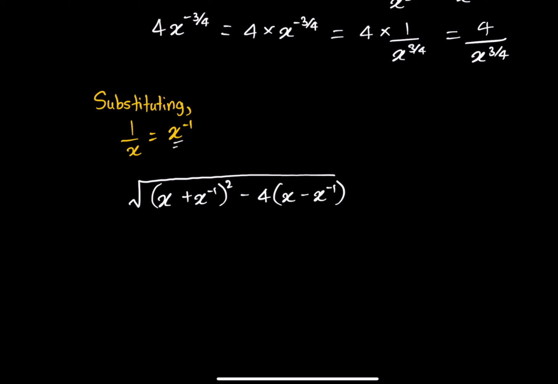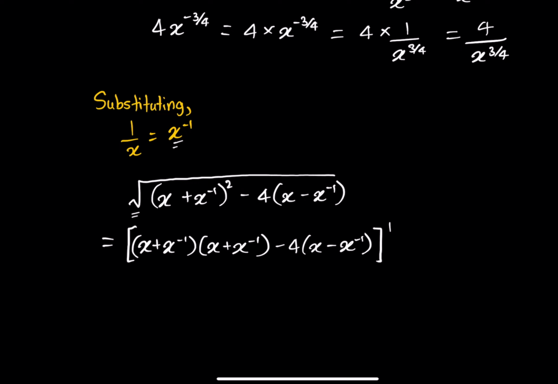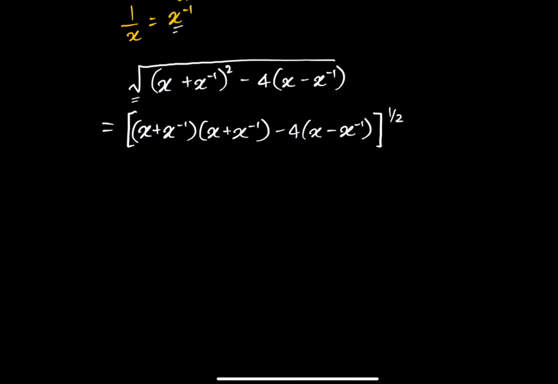So now we're going to simplify the equation. I'm going to remove the square root symbol right now, and instead of writing the symbol for it, I'm just going to write it in brackets. So x plus x raised to the power minus 1 whole squared gives us this multiplied by itself, minus 4 times x minus x raised to the power negative 1, raised to the power 1 over 2, because that means we need to find the square root of this.